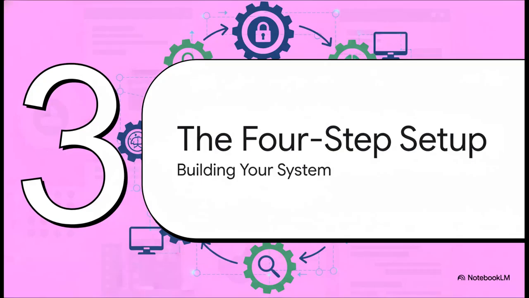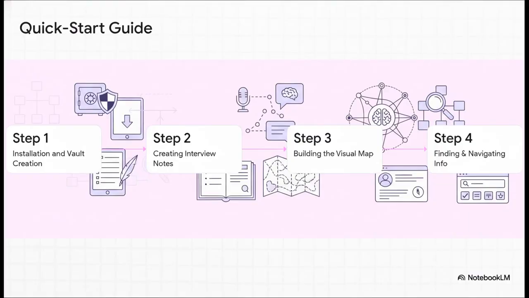All right, enough talk. Let's get to the execution phase. We're going to walk through a simple 4-step process to get your secure research system built and operational. And you absolutely do not need to be a computer whiz to do this. So here it is, your quick start cheat sheet. First, we install the app and create what's called a vault. That's your secure folder. Then we get into creating the actual interview notes. After that, we'll build out a visual map. And finally, we'll see how easy it is to navigate all of this information.